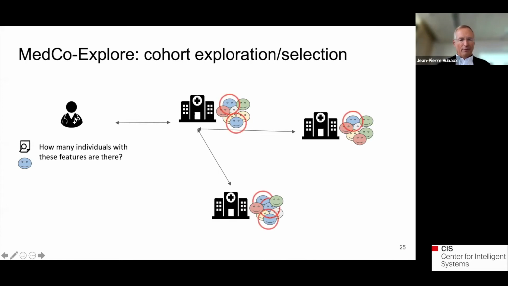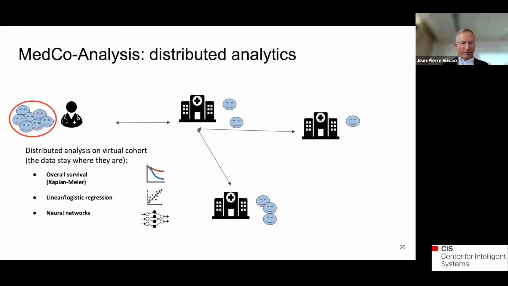In this case, for example, who have the blue phenotype, it goes around. There are 2 here, 1 here, and 3 here. The result is 6. Okay, so far so good. Now, once this is identified, the goal is to do analysis. So, for example, do something called the overall survival curve, which is essentially an estimate of how well a given population of patients performs with respect to a given treatment, and then linear logistic regression or neural networks.